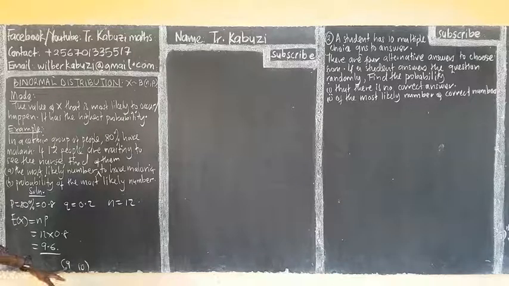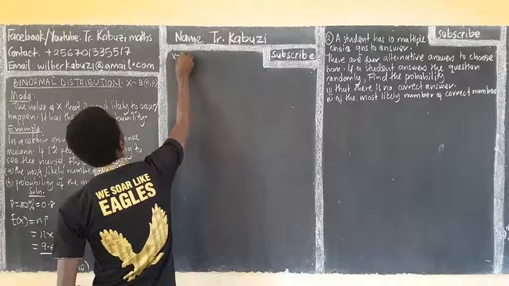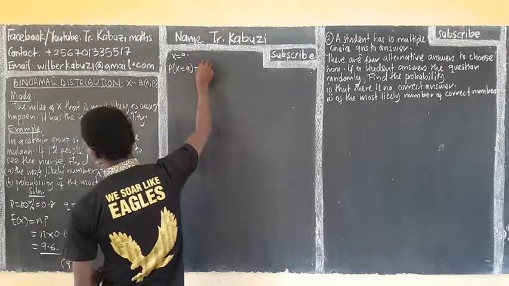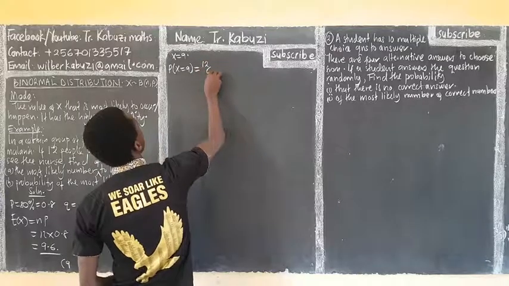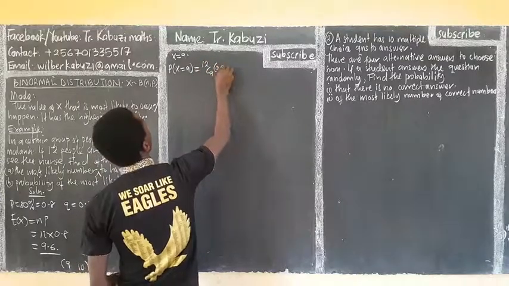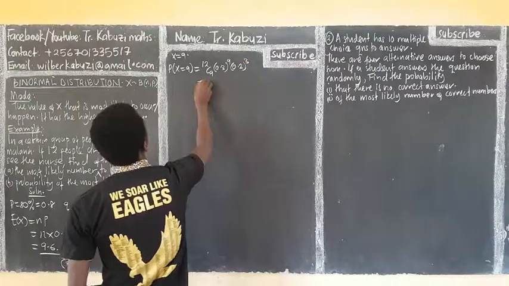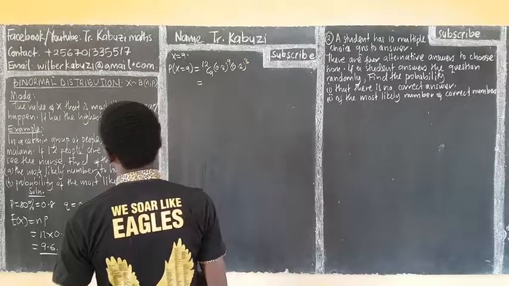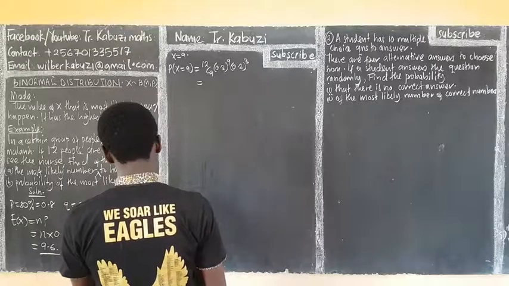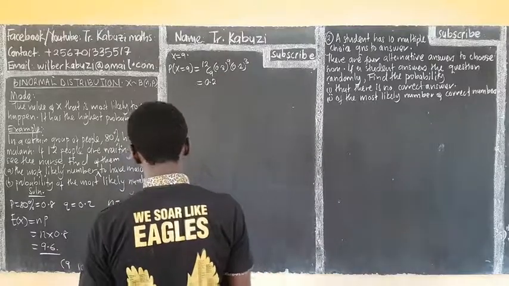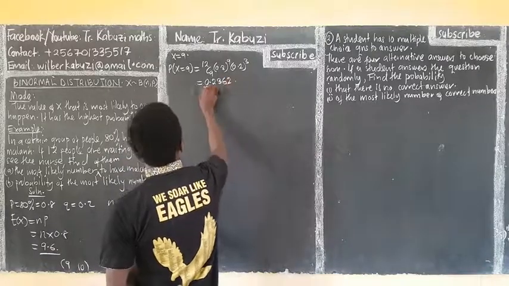Now, how do we choose? You test using the probability: when x is 9 and when x is 10. So when x is equal to 9, what is our probability? It is 12 combination 9, times 0.8 power 9, times 0.2 power 3. When you press this on the calculator, the answer you get is 0.2362 to four decimal places.